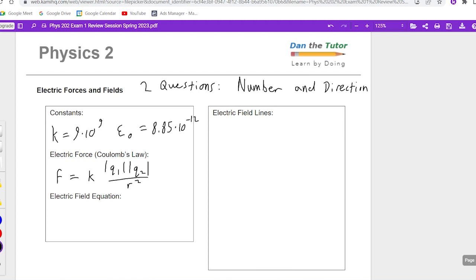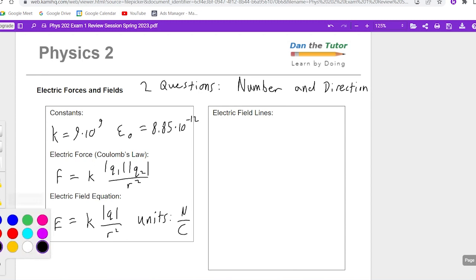And now for electric fields. Electric field, we have the equation k, absolute value of q, over r squared. There's only one q in the electric field equation. And again, absolute value there. We'll talk about the direction in a minute, but first the units of the electric field are going to be newtons per Coulomb. Oh, and the units for force are obviously newtons.